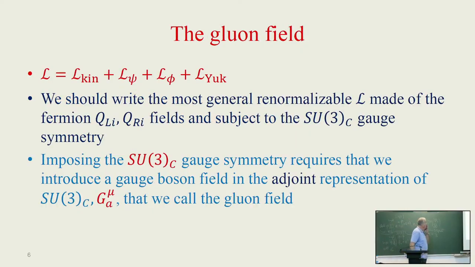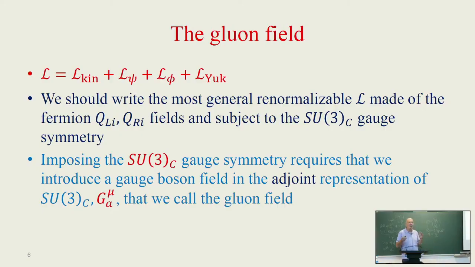And now, okay, we have to find these 4 parts of the Lagrangian: kinetic terms, purely fermionic, scalar potential, and Yukawa terms, the renormalizable terms in each of these that are allowed for these 6 left-handed and 6 right-handed fermions, each in the triplet representation of SU3. So this is almost automatic now, this procedure.